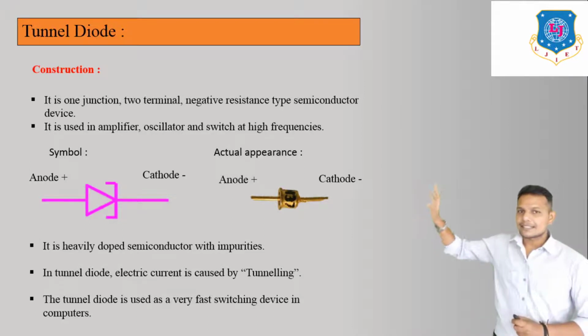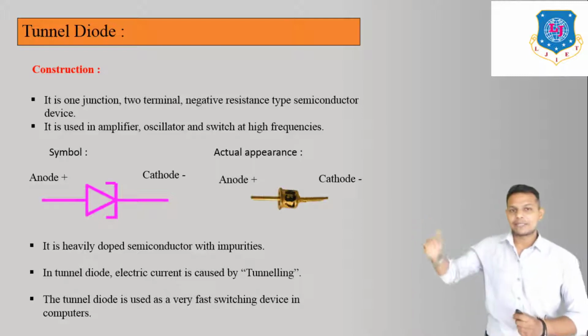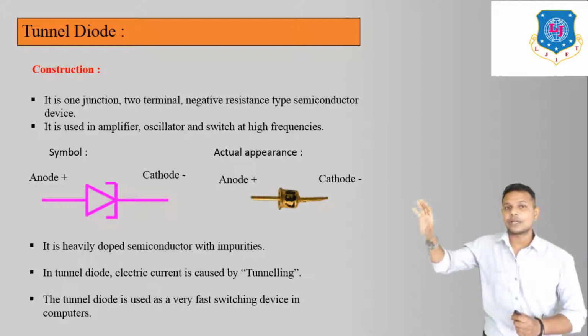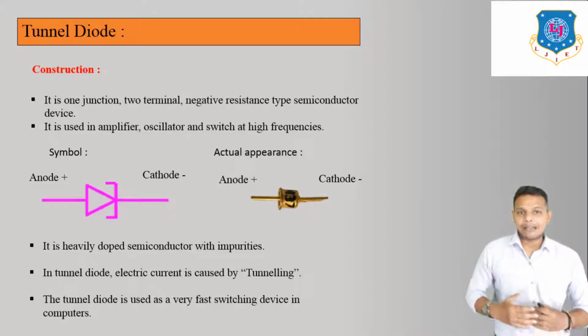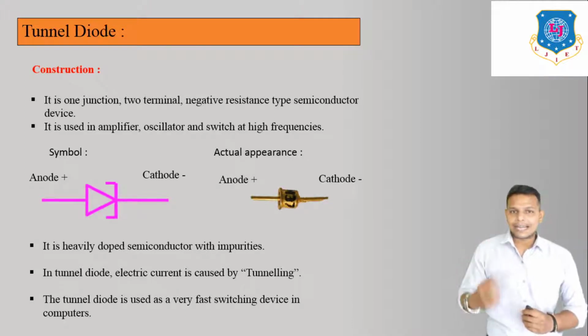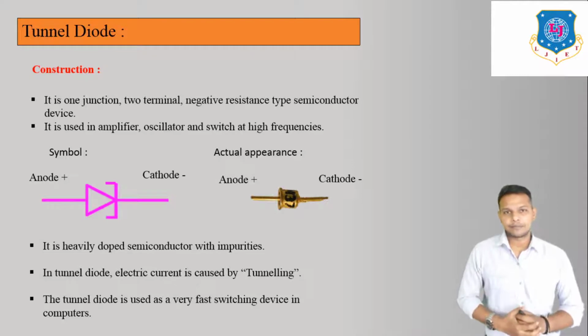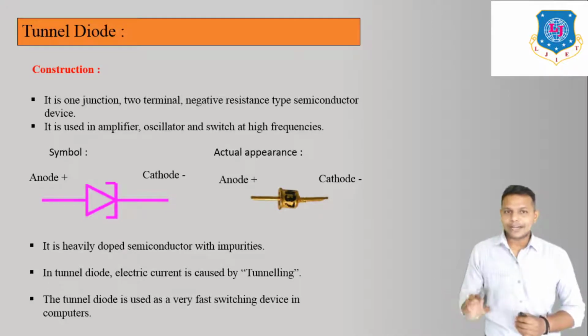Here we can see the symbol of tunnel diode. It is slightly different compared to the PN junction diode. And beside this, this is the actual appearance of tunnel diode, so it looks like this in practice. Tunnel diode is a heavily doped semiconductor with impurities. In a tunnel diode, electric current is caused by tunneling, so we are going to discuss about this tunneling technique. The tunnel diode is used as a very fast switching device in computers.